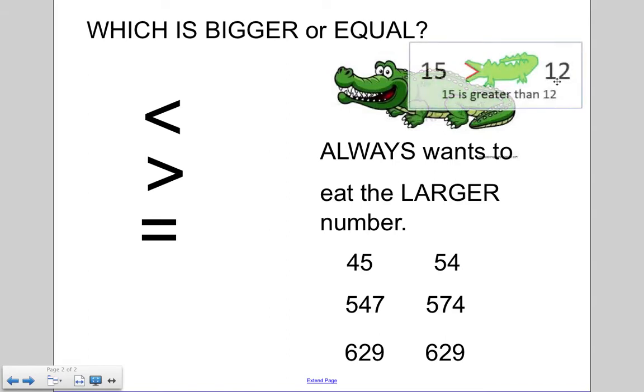So here's a good example. You have this alligator where it's opened, and 15 is greater than 12. So he's eating the 15. So I would be using this sign right here. So let's look at these examples here.